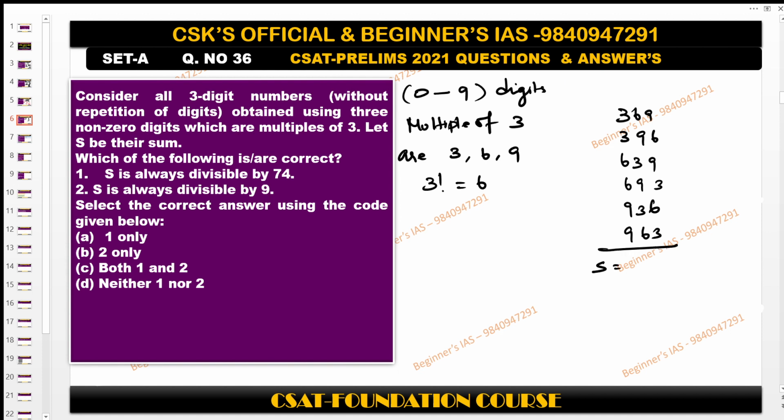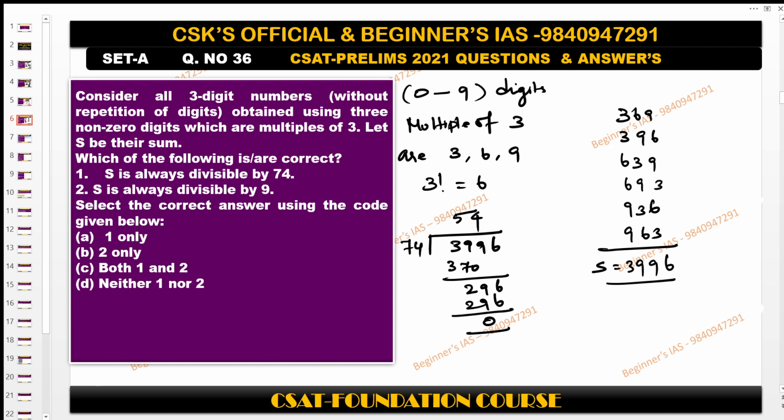So let S be the sum. Find out the sum, here 3996. After finding the sum, check with the options whether 3996 is completely divisible by 74. Let us check here. 5 times 74 is 370. Then 296. How many times here? 4 times 74 is 296. Completely divisible. The first statement is right. Let us move on with the second statement.